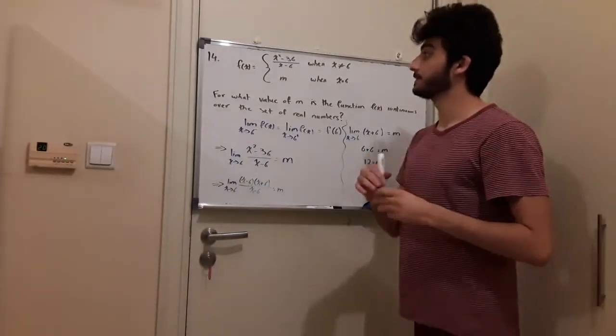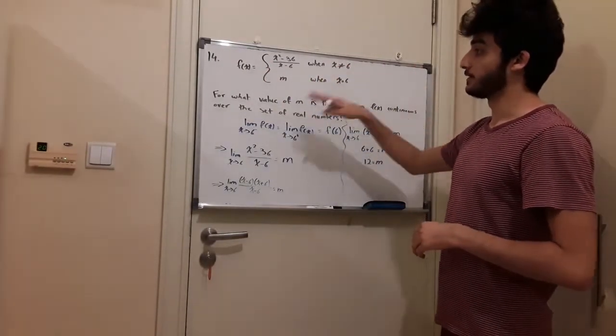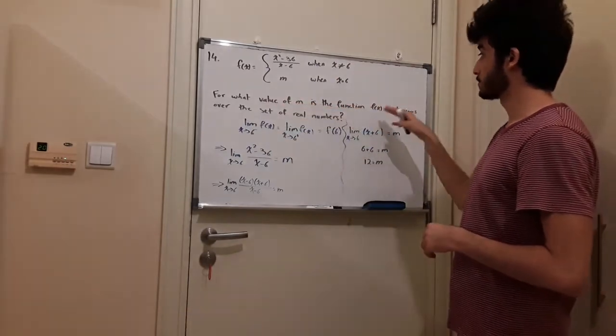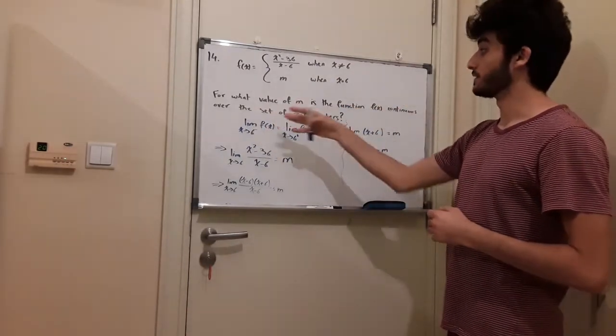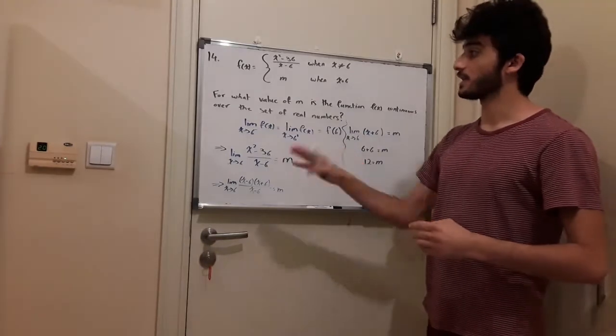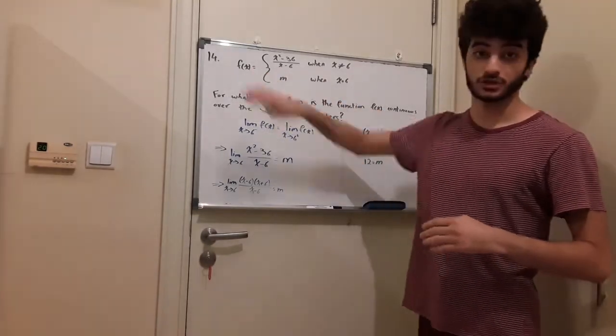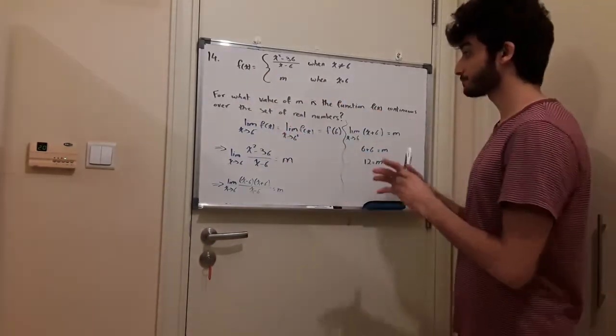So in question 14, they gave you this, and they're asking for what value of m is the function f(x) continuous over the set of real numbers. So basically they're asking what value of m will make this function continuous at any point.